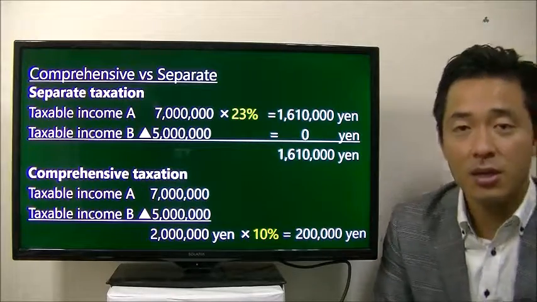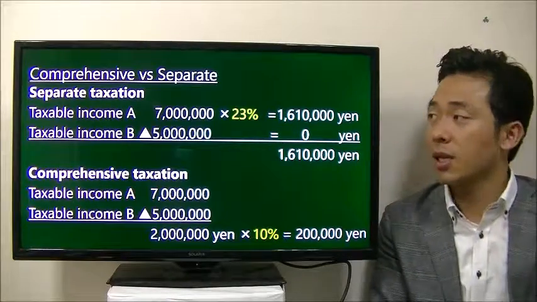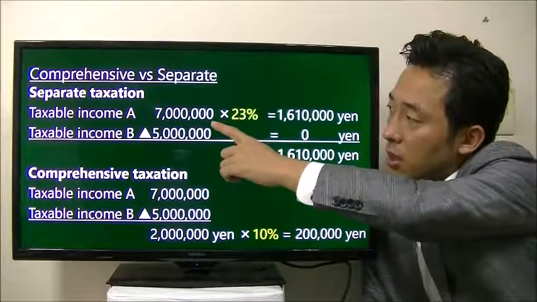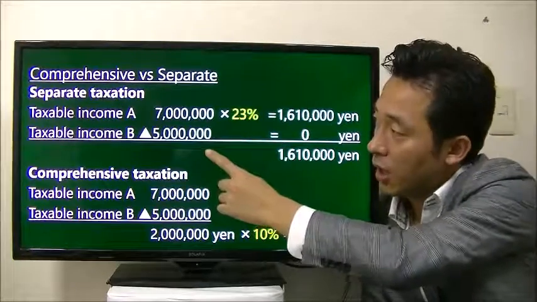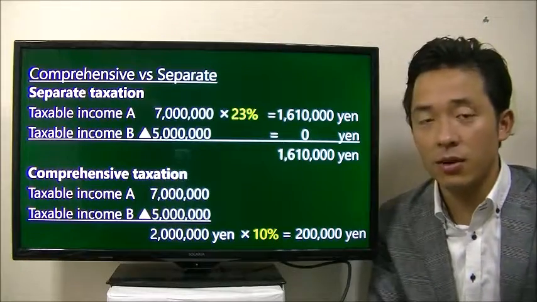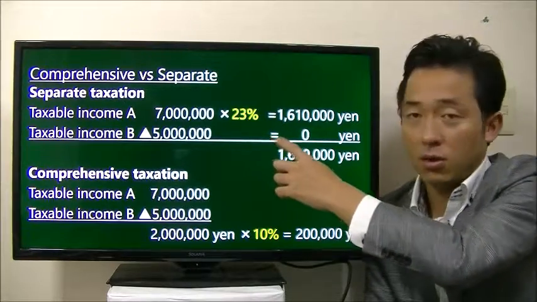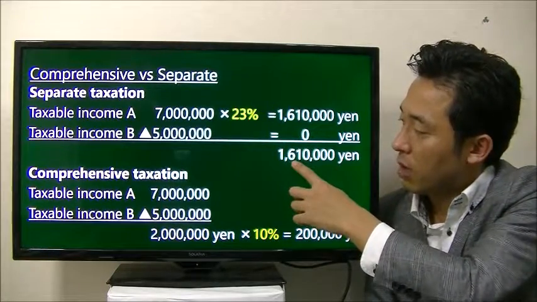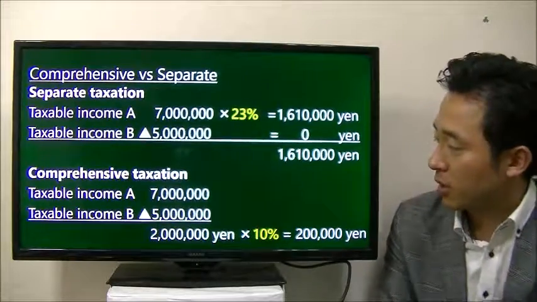For the next one, comprehensive taxation is not always bad, especially if you have a loss. In the separate taxation system, the taxable income is 7 million multiplied by 23%, and if you make a loss from the other business, for example miscellaneous or capital gain, because that's a loss, you won't get a refund for that. Your taxable income becomes just zero, so you have 1.6 million of tax. You need to pay this amount of tax.